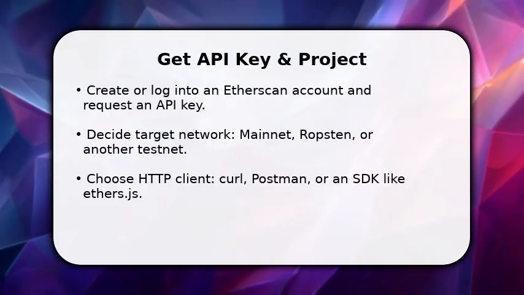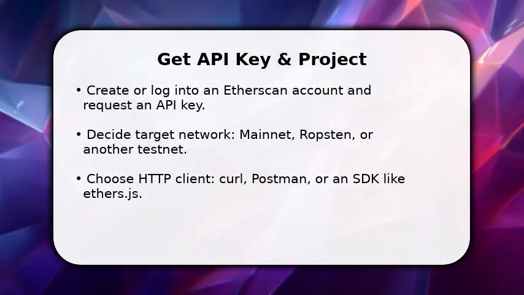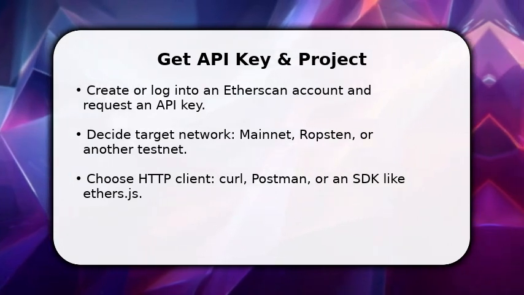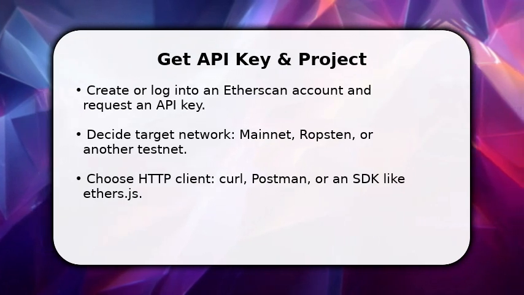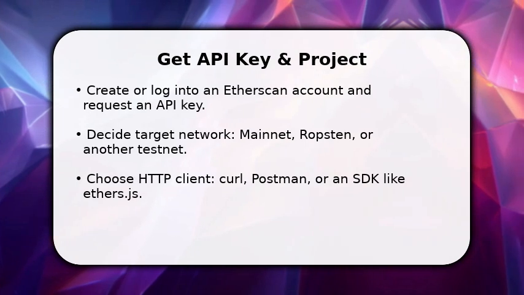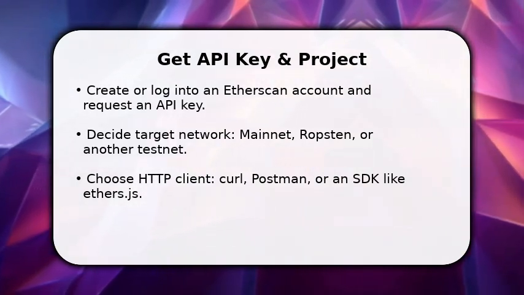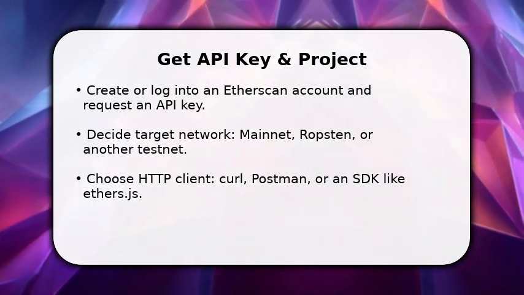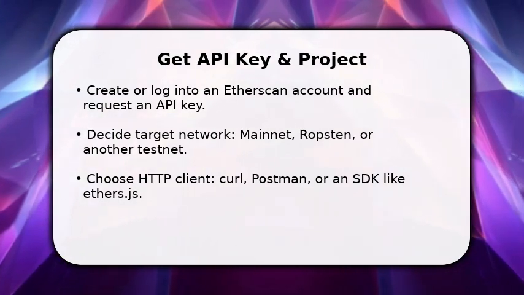You start by obtaining your Etherscan API key and picking the network you will query. Once you have the key, store it securely. Environment variables are best. Make sure to choose a client: curl for quick checks, Postman for inspection, or an SDK for integration. You will also identify the specific module and action you need, for example, account balance or transaction list. This determines query parameters. Once done, prepare a simple example request string with your API key to validate connectivity.